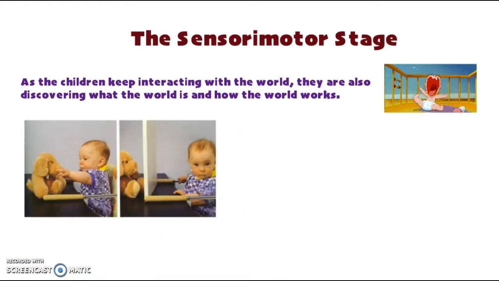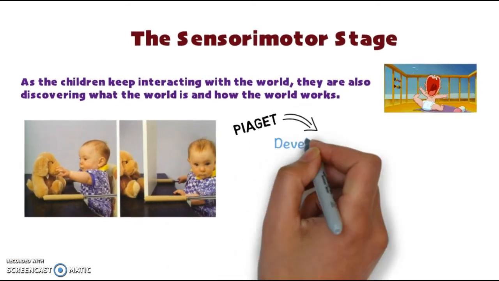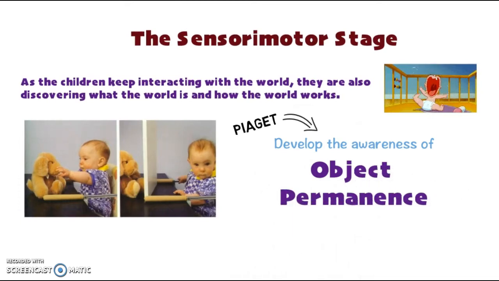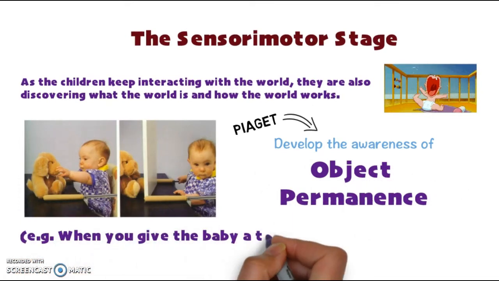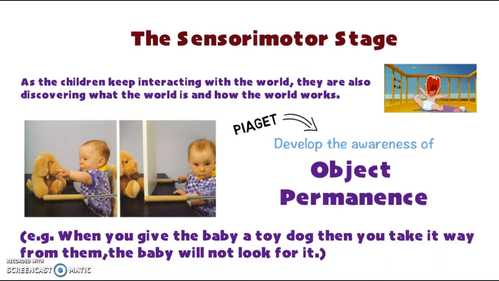According to Piaget in 1967, the main thing that children develop in this stage is object permanence, which means that children continue to learn that things continue to exist even though they cannot see them. For example, if you give a toy doll to a baby who is in this stage, then you take it away, the baby will not look for it because he does not realize that the toy still exists. And Piaget believes that developing object permanence is a very important element at this point of development.